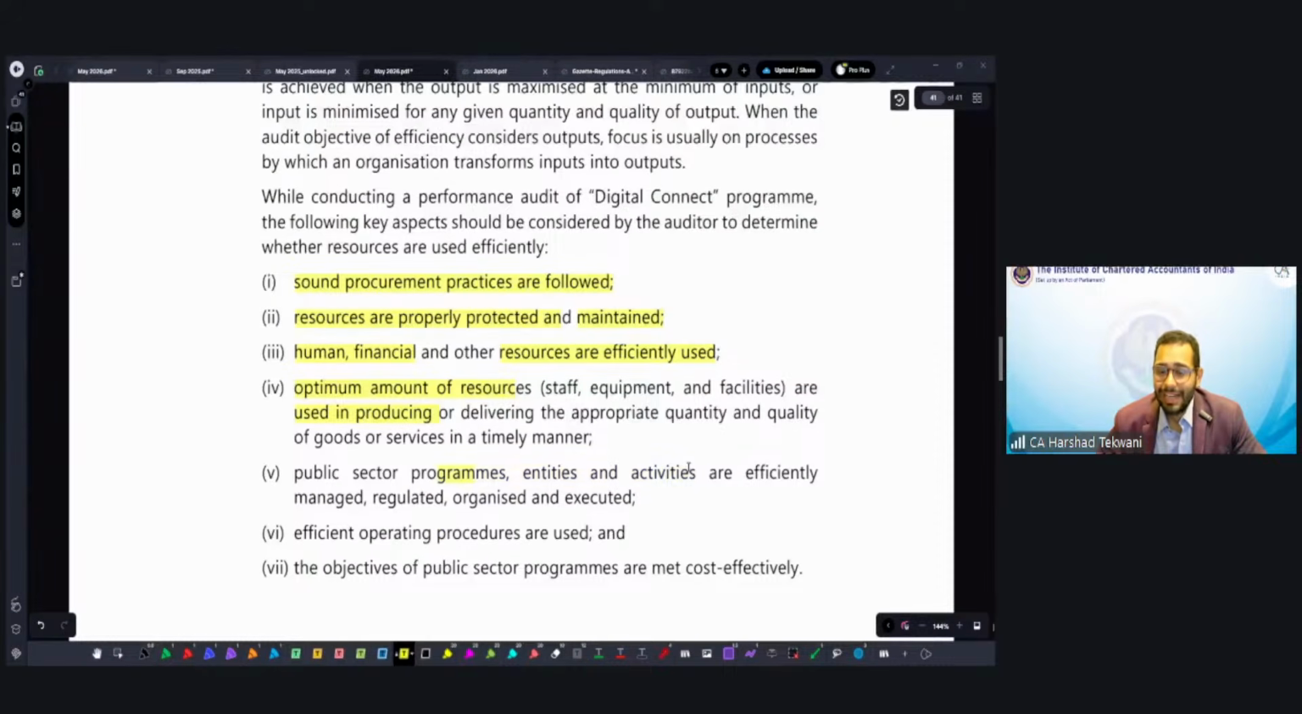Programs, entities and activities are efficiently managed or regulated, operating procedures are used, and the overall objectives are met cost effectively. So these are certain things you need to look into, the key aspects from the perspective of efficiency. Any doubt? This is from the perspective of efficiency. Any doubt?